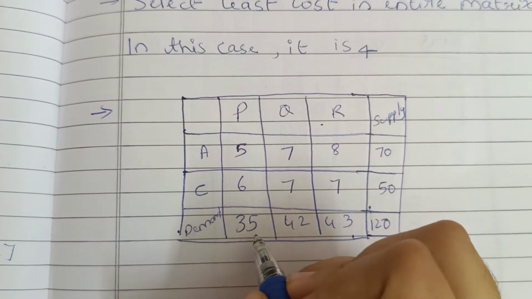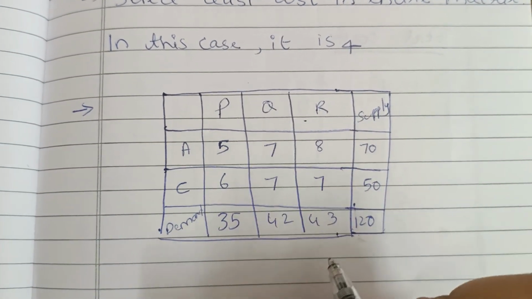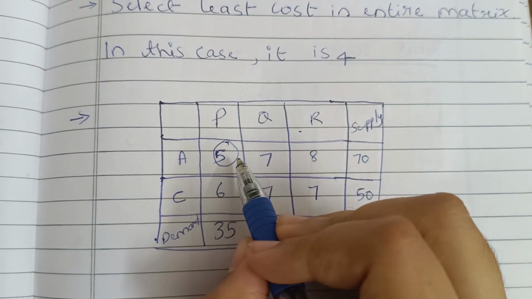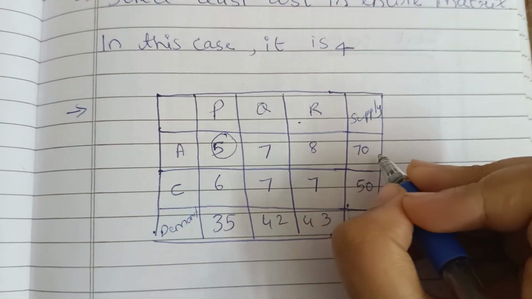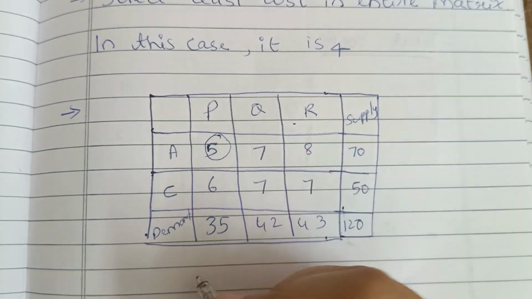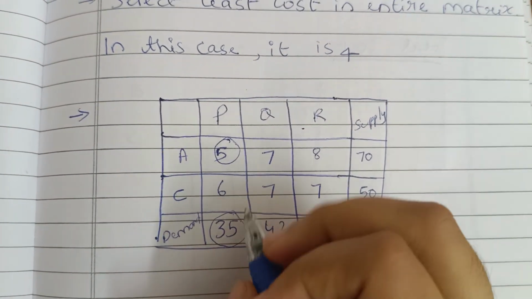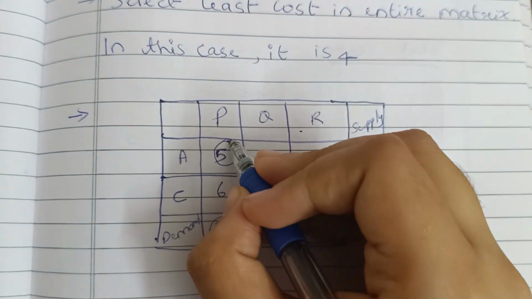Now, what we have to do is again select the least cost. Here the least cost is 5. Now, when this is selected, again compare the demand and supply. Which is the minimum in demand and supply? It is demand, which is 35. 35 is the minimum. So, allocate the 35 here.